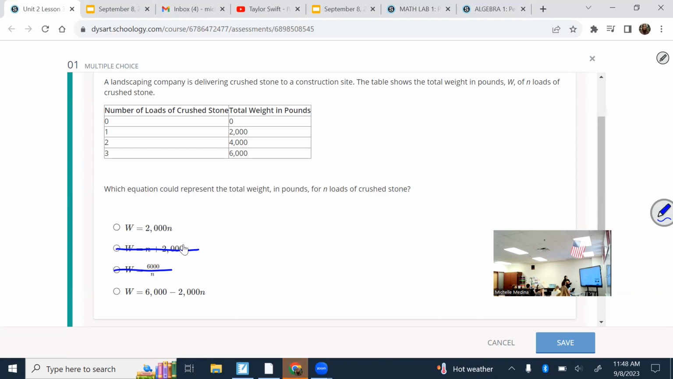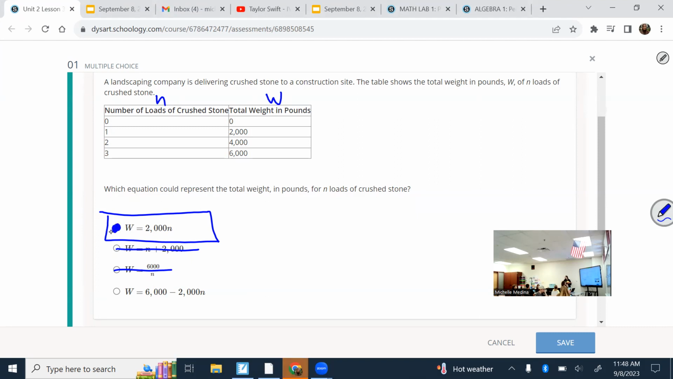These two do. See if for this equation, every time I plug in N, which was my loads of crushed stone, if I get what's in the W column. So like 2,000 times 0 is 0, 2,000 times 1 is 2,000, 2,000 times 2 is 4,000, 2,000 times 3 is 6,000. Is that what it says the answer is?